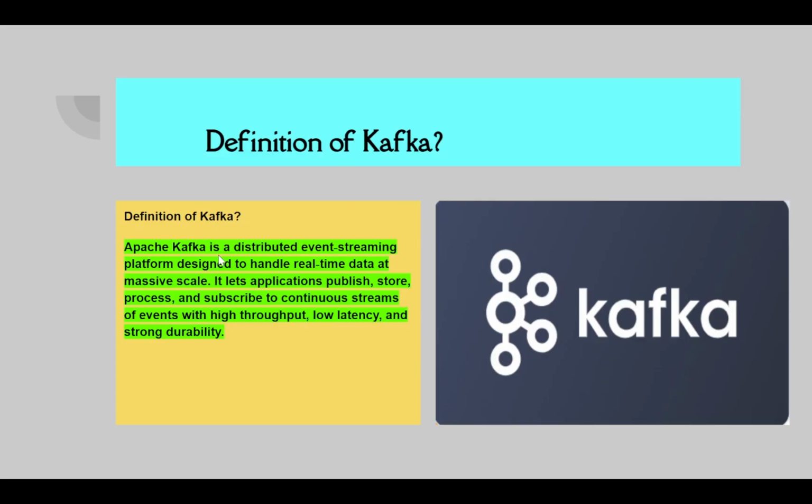Apache Kafka is a distributed event streaming platform designed to handle real-time data at massive scale. It lets applications publish, store, process, and subscribe to continuous streams of events with high throughput, low latency, and strong durability. I'll try to explain what Kafka is in simple terms.